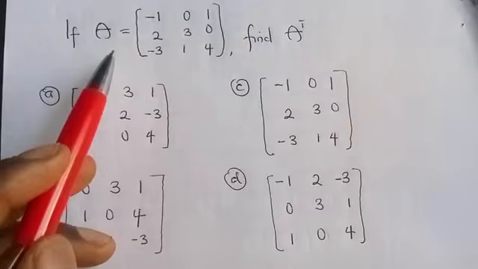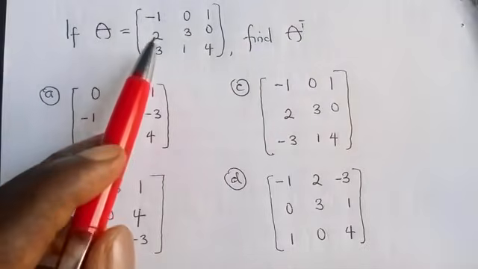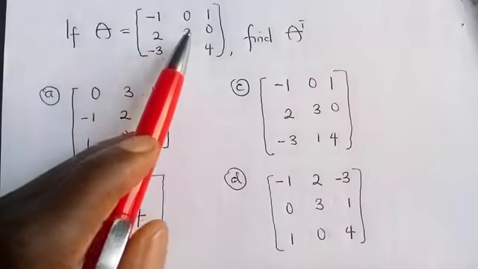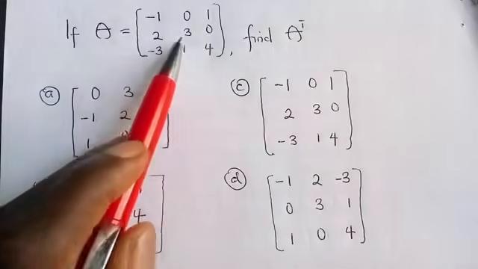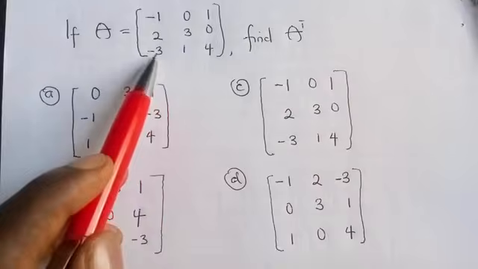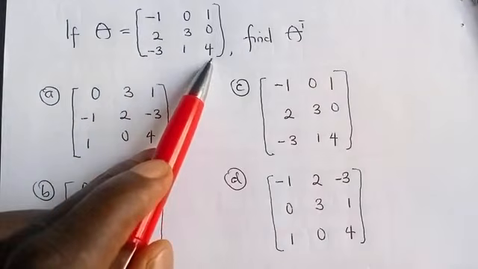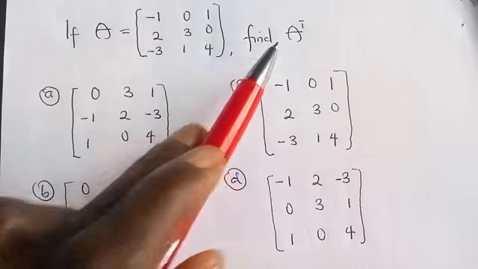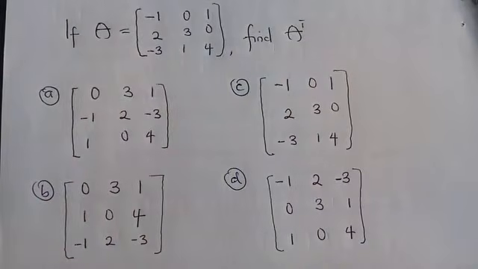If matrix A is equal to minus 1, 0, 1, 2, 3, 0, minus 3, 1, and 4, we are to find A to the power T, that is A transpose. The transpose of matrix A is what? These are the options given to us to pick from.